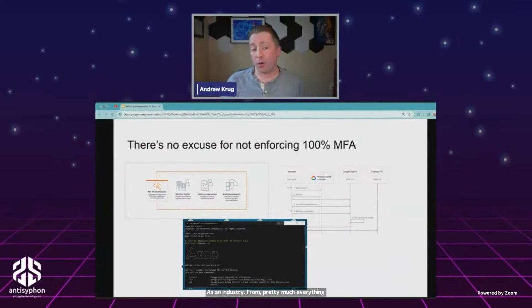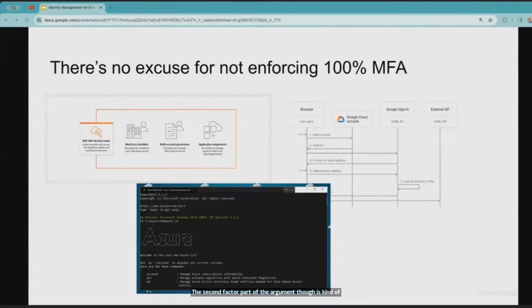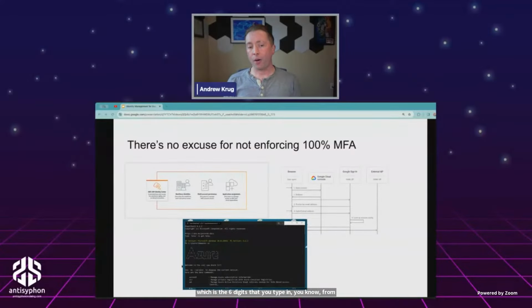The second factor part of the argument, though, is kind of a no-brainer today. A lot of the workflows for all three clouds used to be clunky when we first entered the MFA space, because we only supported TOTP, which is the 6 digits that you type in from an app like Duo or Google Authenticator. But now every cloud provider supports multiple vehicles for delivering second factor authentication to users. Azure has one, AWS has one, Google Cloud has one. WebAuthn tokens or passkeys that you just push a button on are definitely the way to go.